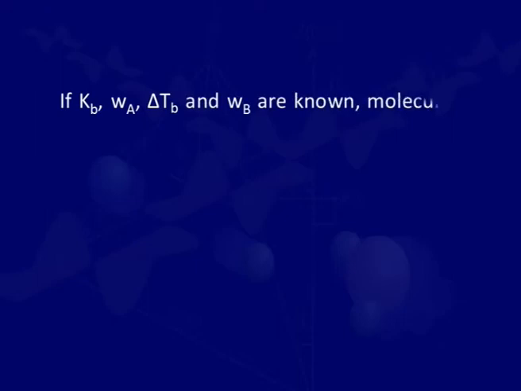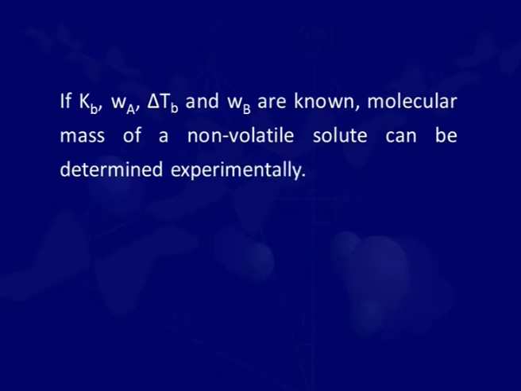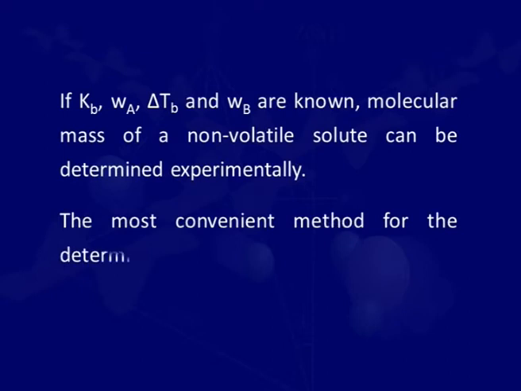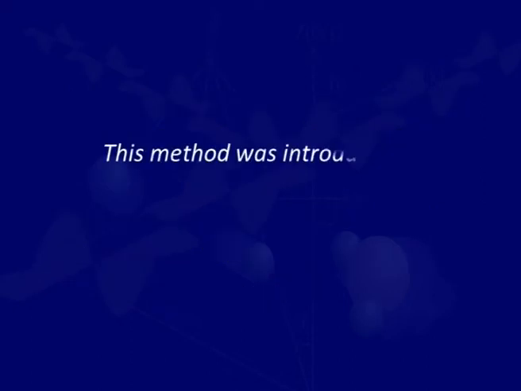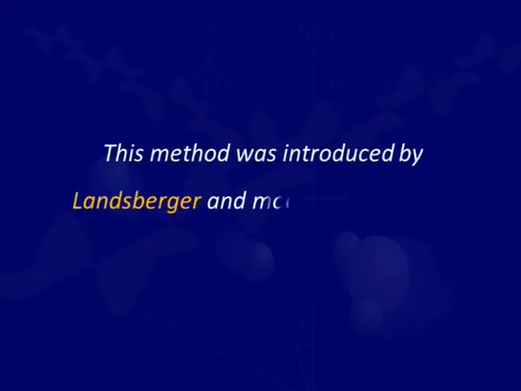If molar elevation constant, elevation in boiling point, weight of solvent and weight of solute are known, the molecular mass of non-volatile solute can be determined experimentally. The most convenient method for determination of delta Tb is Landsberger's method. The method was introduced by Landsberger and modified by Walker.